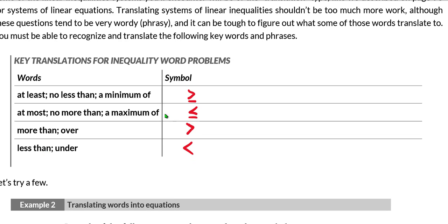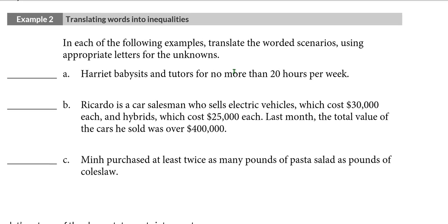So again, we need to be able to recognize when we are dealing with wording that indicates or implies certain symbols. Let's now jump down to example 2, in which we will actually do some translations using the information we just went over. Before we start, I just want to point out, you see no more than, you see over, you see at least. Anytime you see wording like that in a question, there is a very high probability you're going to need to translate the worded scenarios into an inequality. These phrases that I just underlined are obviously in the chart we just went over.